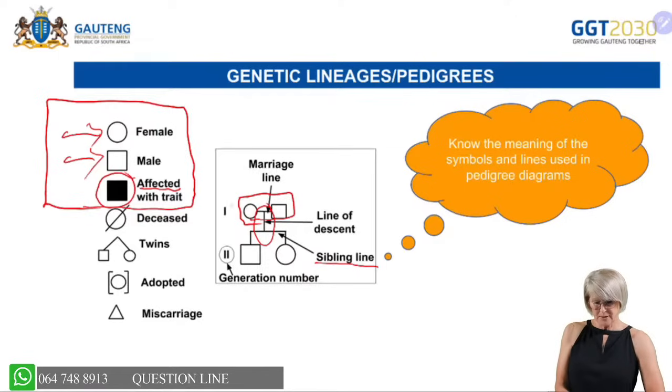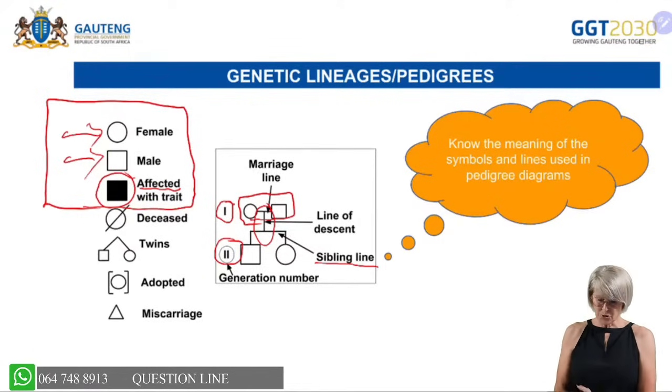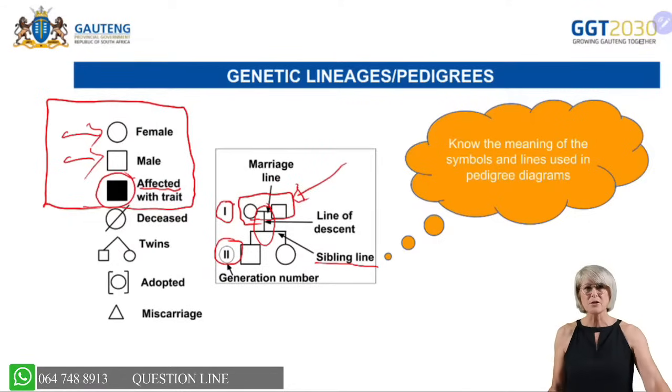Also, what we can see on this pedigree diagram is the different generations. So if the examiners ask you how many generations in this diagram here, you would be able to say that there are 2 generations. Or they would say to you, in the first generation, which individual? And then you would go and look at the very first one. So it's important that you know the structure of a pedigree diagram.